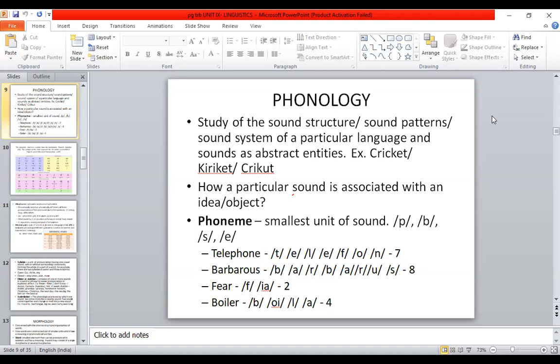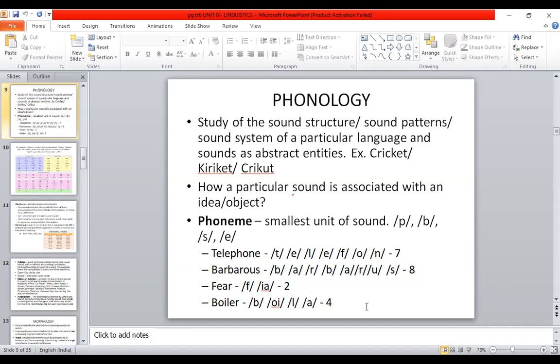Okay, ma'am. It's supposed to be a. Okay, because l is one sound, a is another sound. So we are talking about the smallest unit of sound. So every sound has to be considered. Ma'am, can we use E instead of A for boiler?